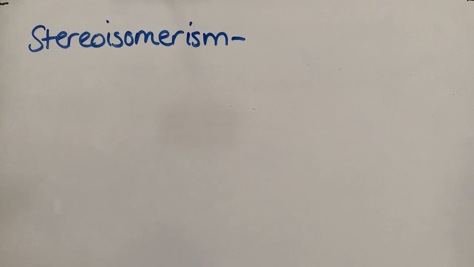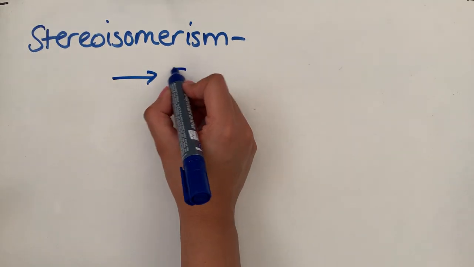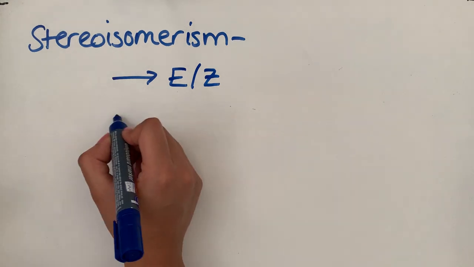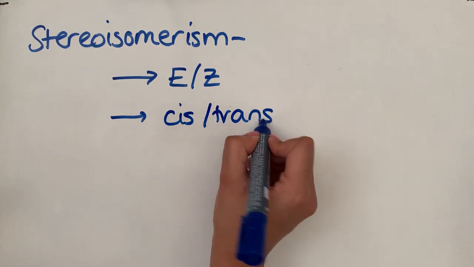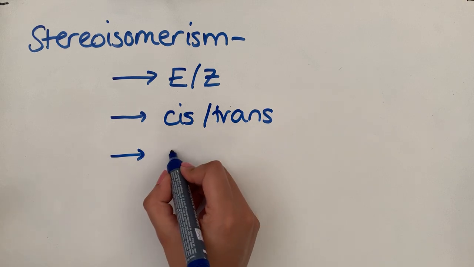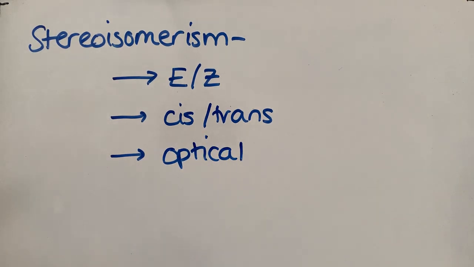The types we've looked at before are E/Z isomerism, which is present in alkenes, and we've also looked at cis-trans isomerism, which again we've looked at in the context of alkenes. Now the type we're going to look at is optical isomerism, which is going to be applied to some organic molecules that we've already looked at.